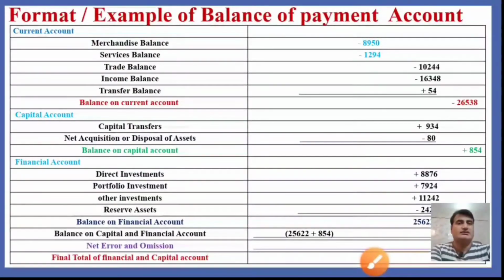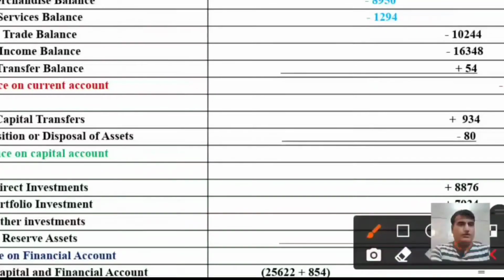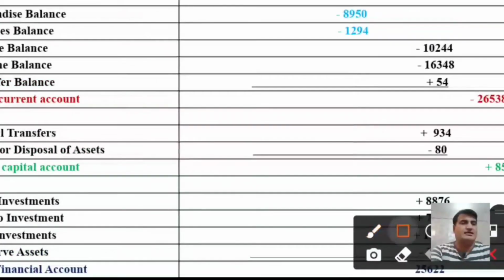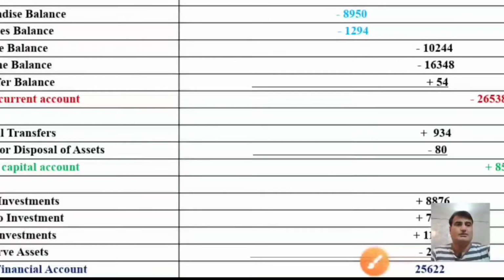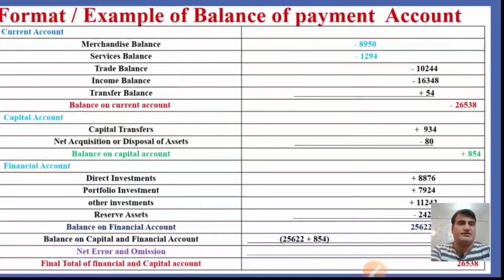The other account is the capital account. Capital account means the capital transfer, the debt forgiveness. Net migrant inflow is $934 million, whereas the net acquisition or disposal of assets is minus $80 million. So the balance on capital account is $854 million. The current account balance must be in balance with the capital account and financial account balance.